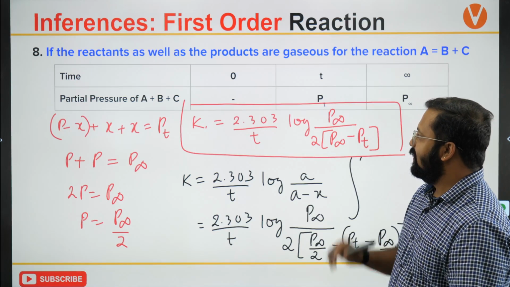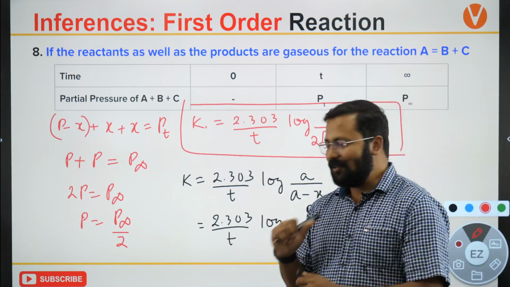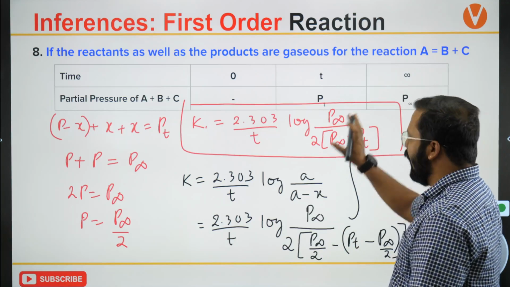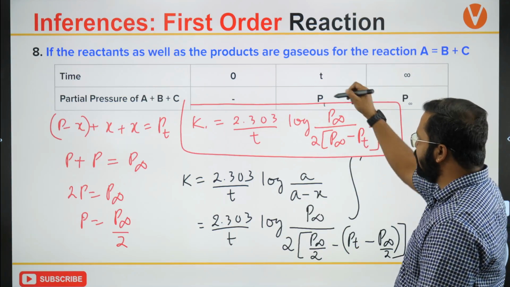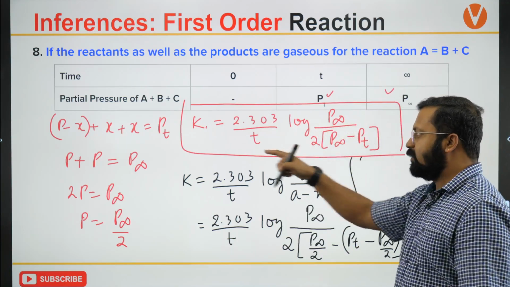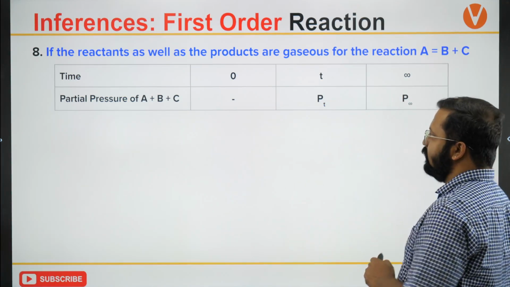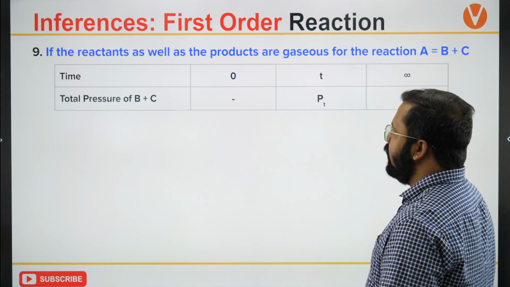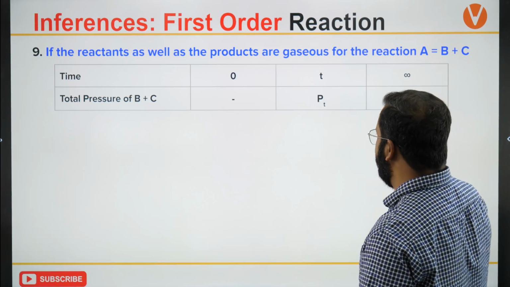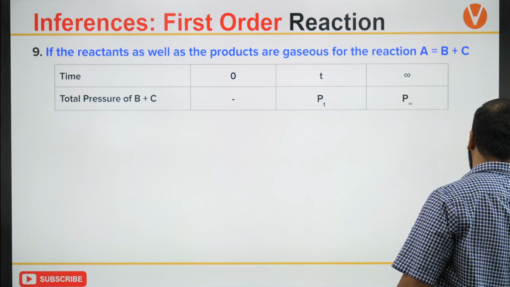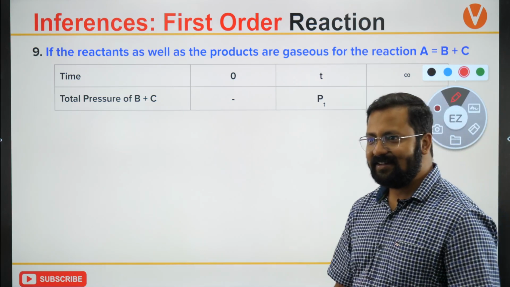Let's move on to the next question. Okay, next inference. So this is our objective is to always use these informations to calculate the value of K. Okay. Next, if the reactant as well as products are gaseous, okay, अभी भी वही चल रहा है.